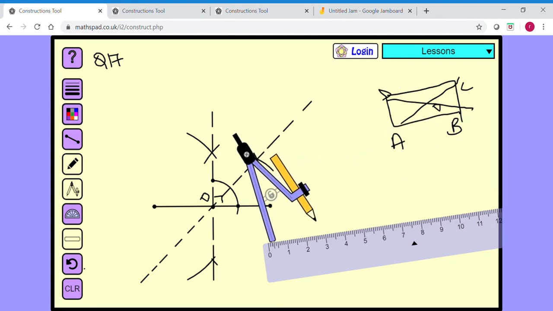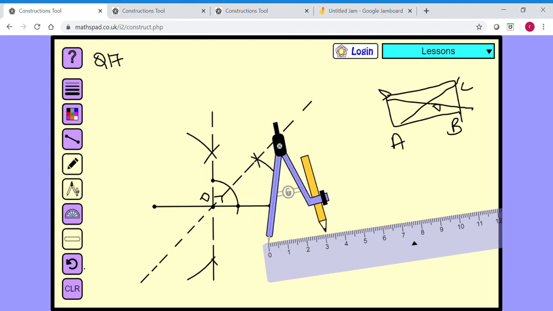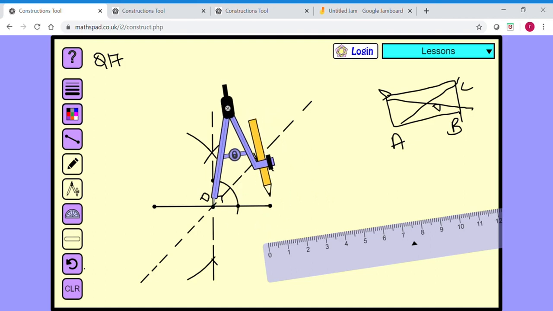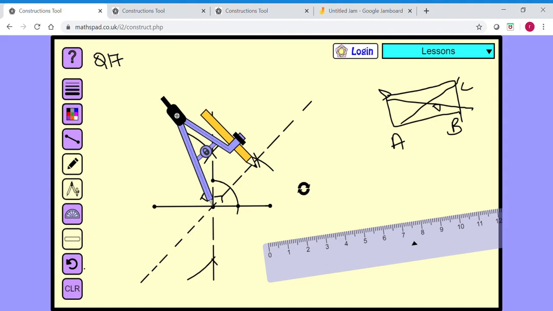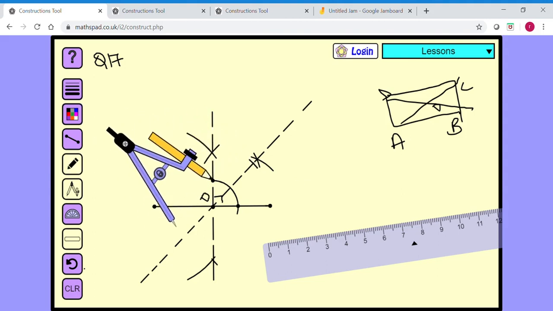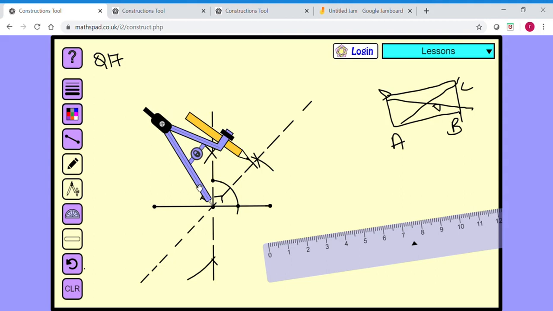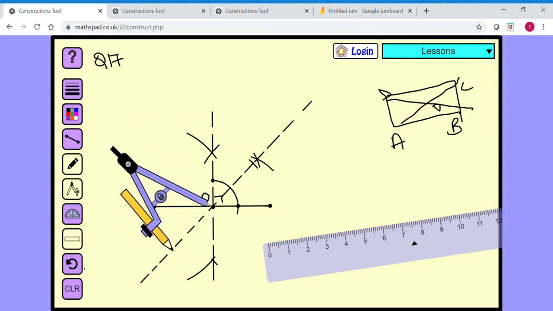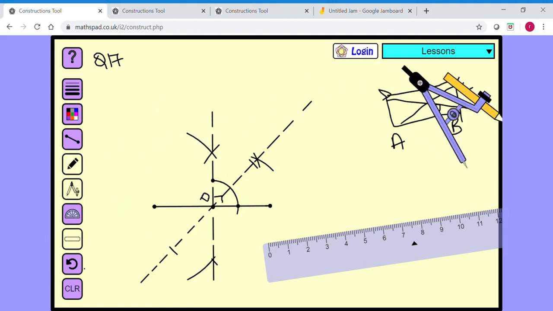Why 3? Because the total length of the diagonal is 6, and half of it is 3. So OB will be 3 units, and I cut this somewhere. Perfect. So this gives me my point C, and keeping it at O, I cut it on the other side. So somewhere here. Done. I can remove this.